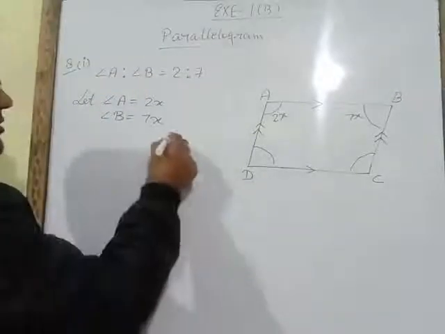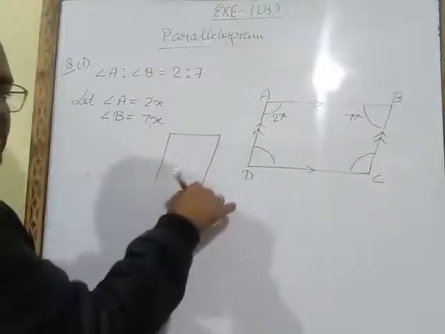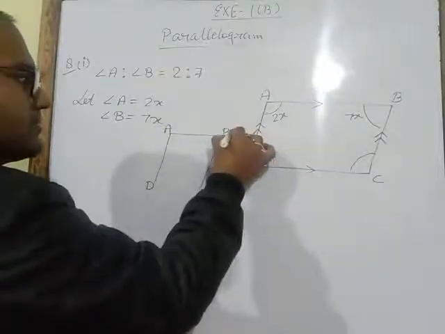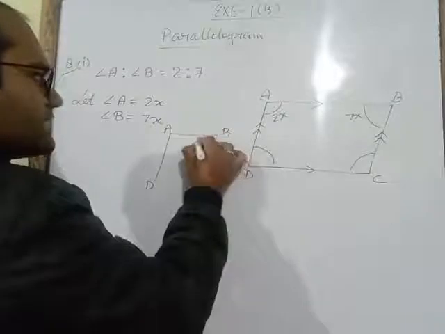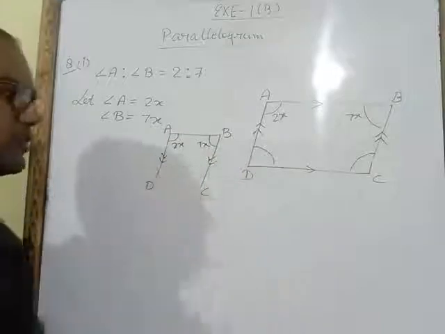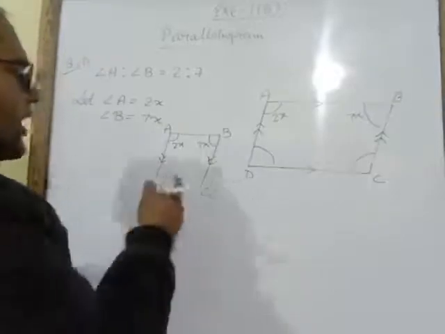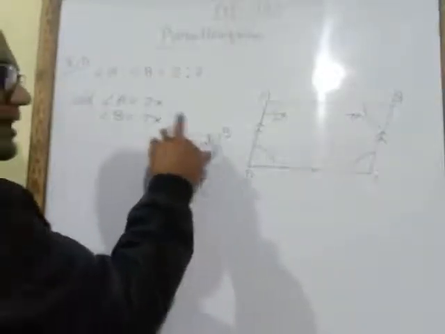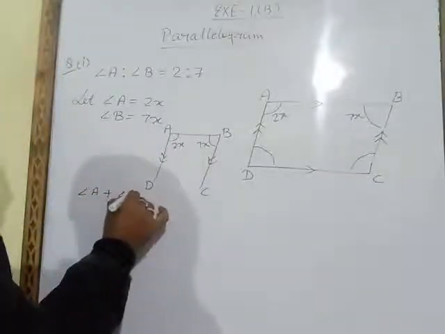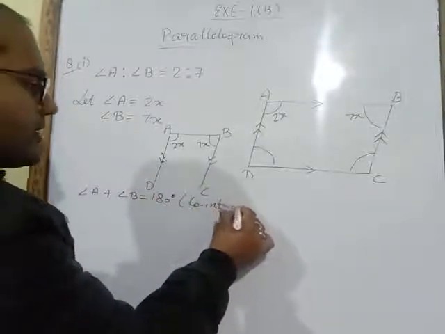Now here we have to take the help of the co-interior property. We will draw a shape like this. This is D. Upside it is A. On the right side it is B. Then downside C. Here it is 7x and here it is 2x, and both the lines are parallel to each other. This is the U-shape figure. Now the sum of angle A and angle B we have to take as 180. So angle A plus angle B is equal to 180 degree. These two are co-interior angles.